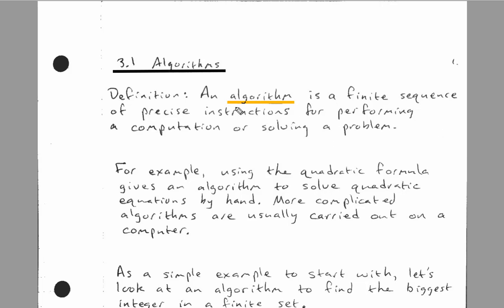A very important idea in computer science, of course, is the idea of an algorithm. If we want a definition, an algorithm is a finite sequence of precise instructions for performing a computation or solving a problem. And yeah, these instructions have to be precise enough that we can give them to a machine, to a computer. But we could be doing them by hand.